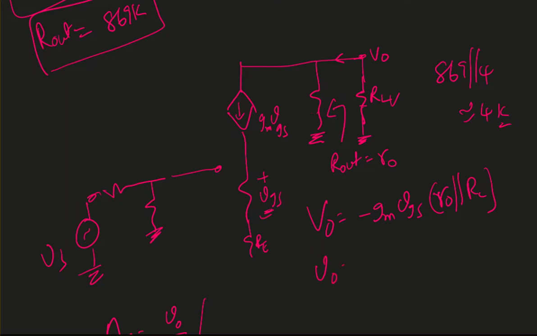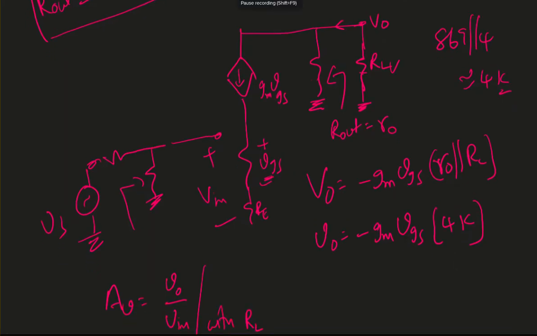So V0 equals minus gm times VGS times 4K. Now VGS, when we look from the input side, is the voltage across this. So my Vin is the same as, can I take that as this resistance is 1 over gm.